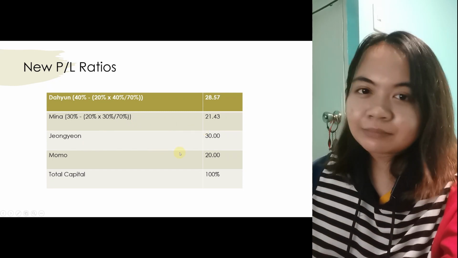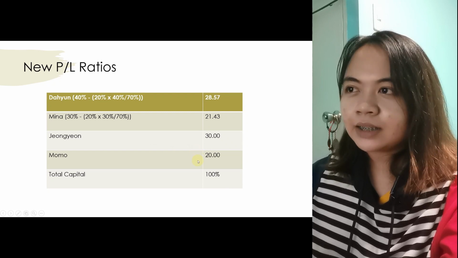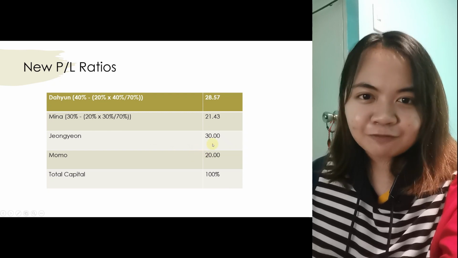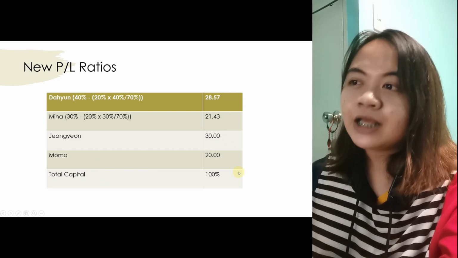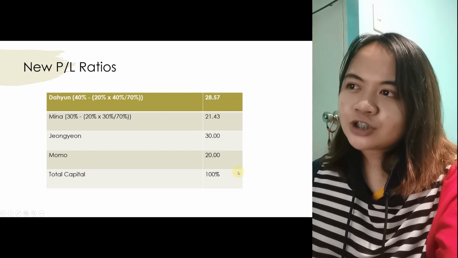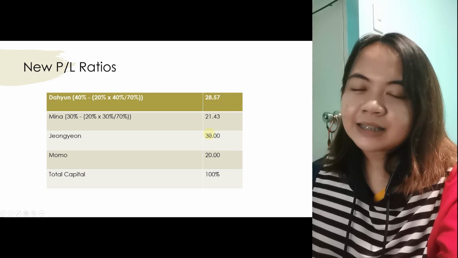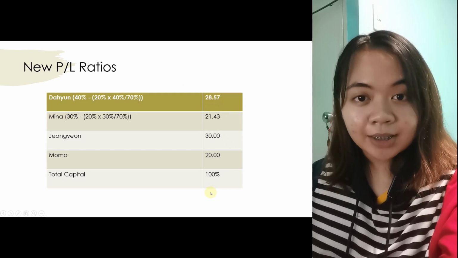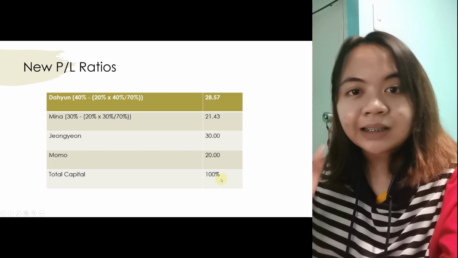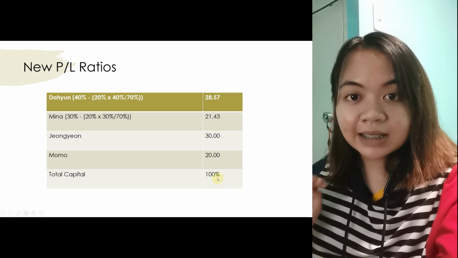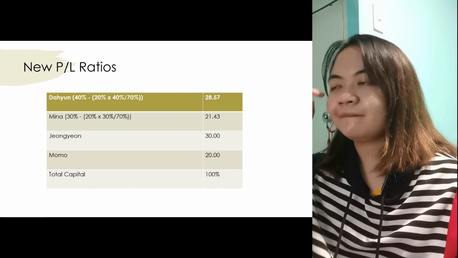Si Jong yun, hindi nagbago ang capital interest niya kasi hindi siya involved. Si Momo, 20% ang biniling capital interest, kaya 20% ang kanya. You can check if balance siyang 100%, ibig sabihin tama ang ginagawa mo. Kapag hindi nag-total ang total capital nilang 4, may sala sa ginawa mo.